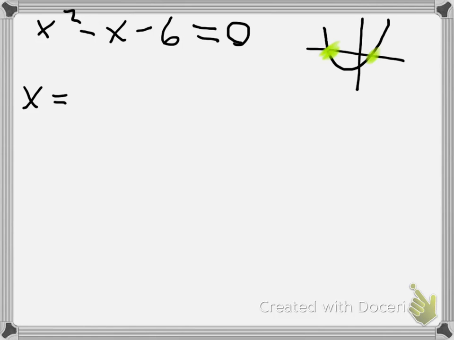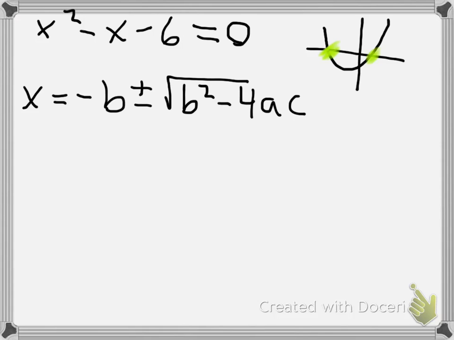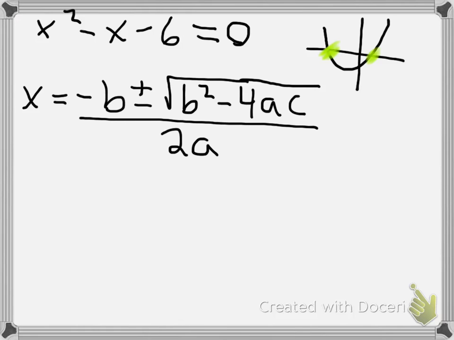X equals negative b plus or minus the square root of b squared minus 4ac, and that whole top is all over 2 times a. Okay, so negative b plus or minus the square root of b squared minus 4ac, and everything is all over 2a, and you're going, where did the a, b, and c come from?